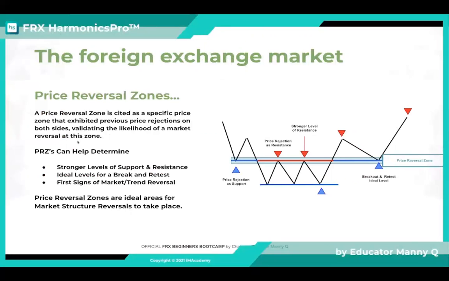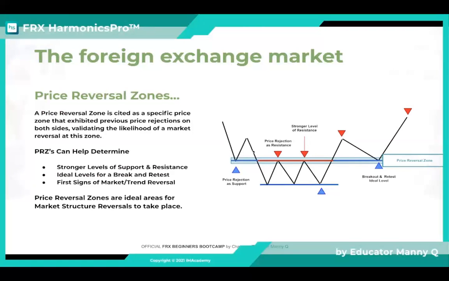This is incredibly important, as PRZs, price reversal zones, are going to help you determine some of the most important information that you need to see and isolate in the market. So first, price reversal zones help you identify stronger levels of support and resistance. As an example, looking at this diagram, if the price was downtrending, we can see that price established a level of support and there was price rejection. So the price stopped and reversed and went up.